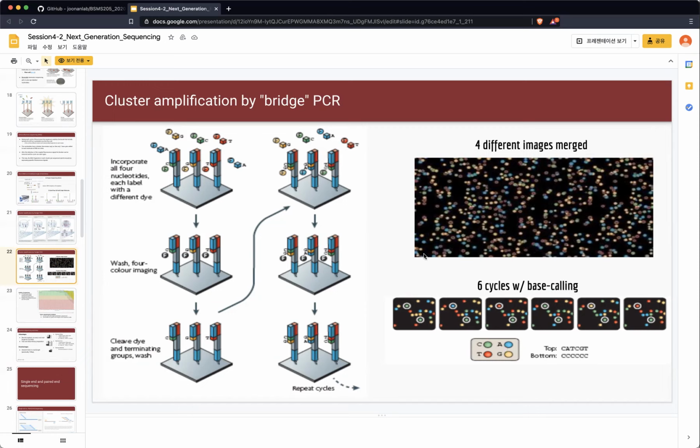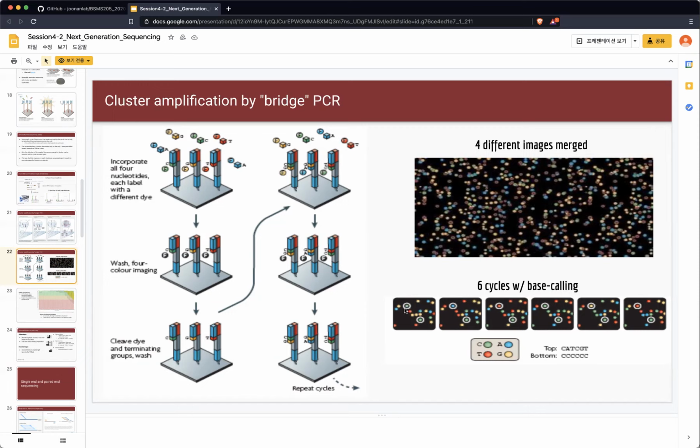So if you have 6 cycles, which means first, second, third, fourth, fifth, and sixth. So you repeat the cycles, then you will see the information for each cycle: first, second, third, fourth, fifth, and sixth, right? And you can read out the DNA sequence information.